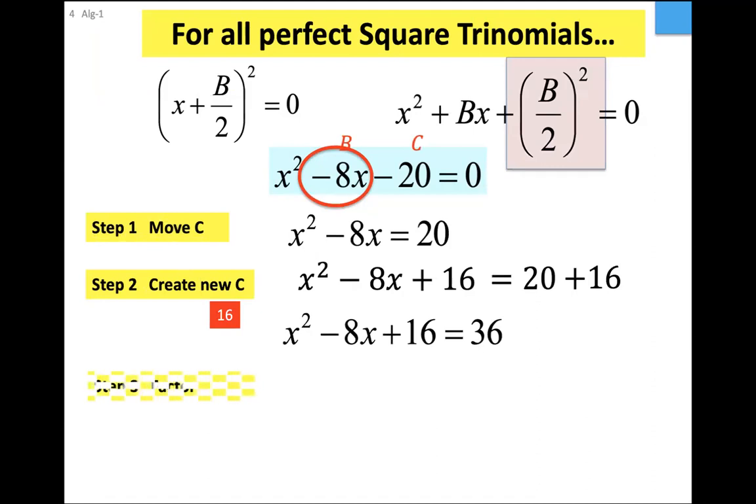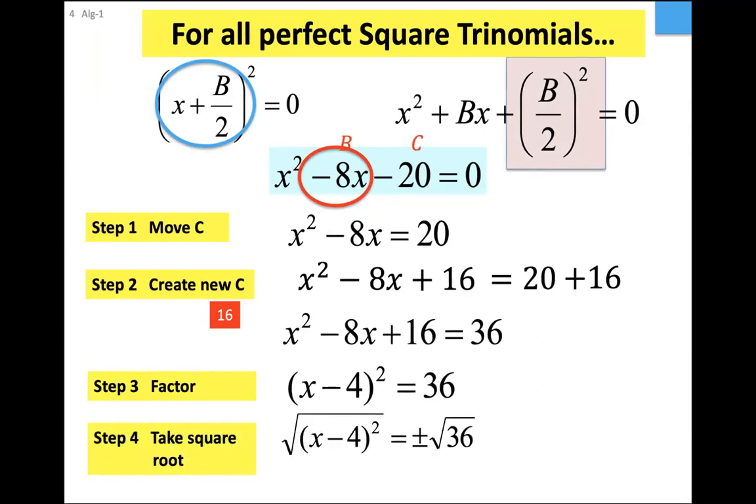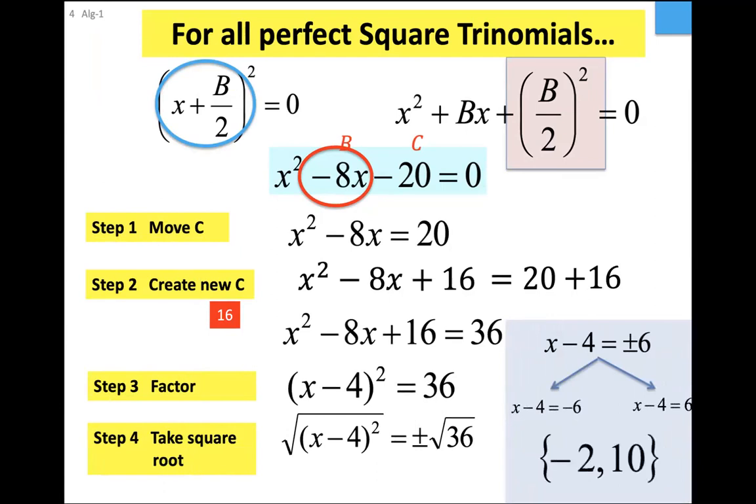Factor the left side. The left side factor form is sitting right there. It says x plus b divided by 2. B is -8. -8 divided by 2 is -4. Take the square root of both sides. Square root of 36 is 6, so I get plus or minus 6. So I get my 2 equations. X minus 4 is equal to -6, and x minus 4 is equal to +6. Add 4 to both sides. So we're going to get -2 and a 10.